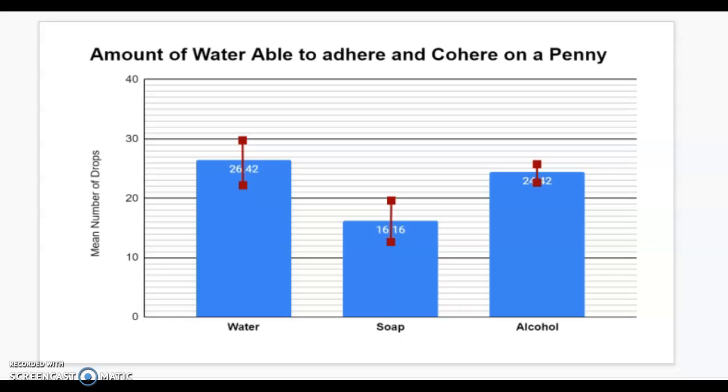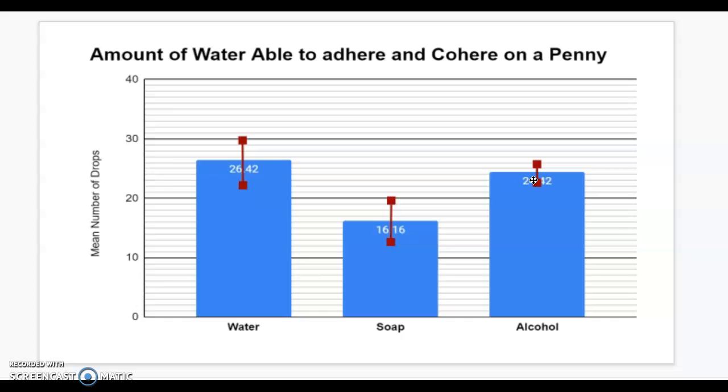But it's easier for me to show this to you using this created on Google Slides or Google Sheets. So in order to understand what I'm going to talk about here, you first need to have calculated the mean number of drops, the average number of drops that water had on the penny, that soap had, and alcohol. So you'll use all the data and you'll get an average. Now, I modified it a little bit so that my averages weren't exactly what you should receive, but I got 26.42, 16.16, and 24.42 or something like that.